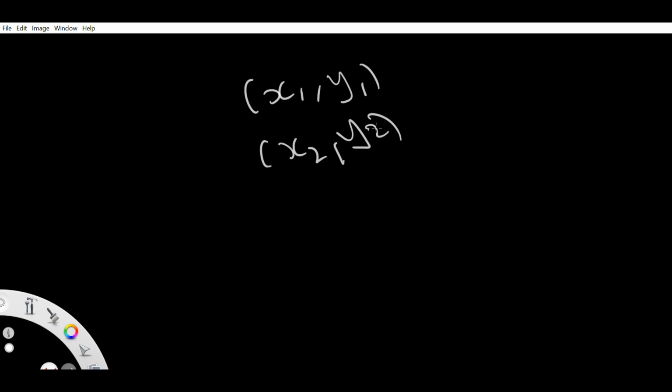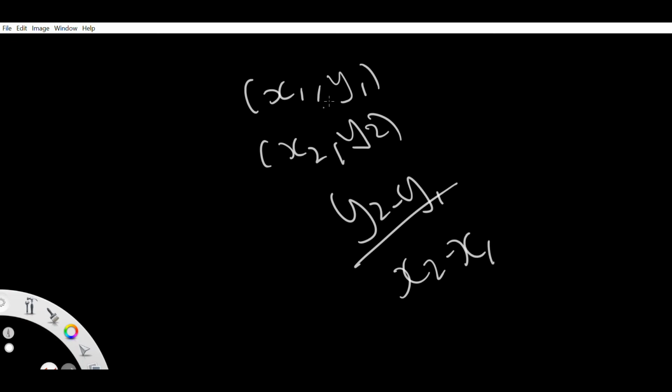So now let's look at the slope formula. Suppose we have two different points on a plane. We have x1 and y1, and similarly x2 and y2. To find the slope for these two points, we would do y2 minus y1 over x2 minus x1, and this would give us the slope. And this is known as the slope formula.